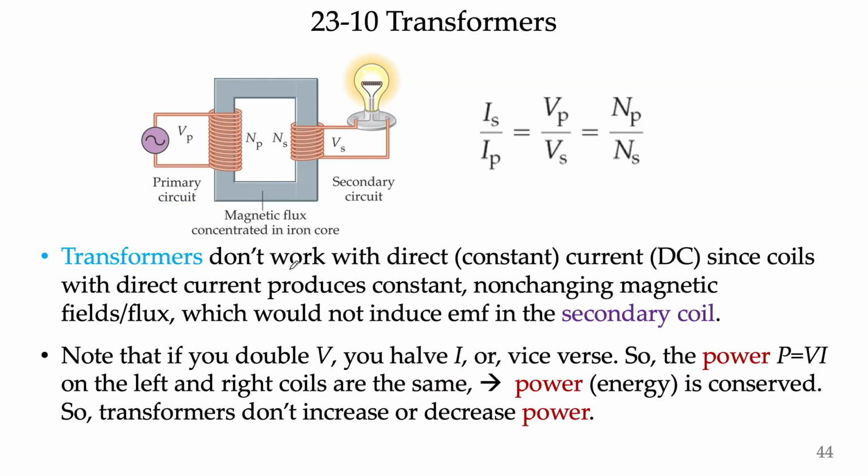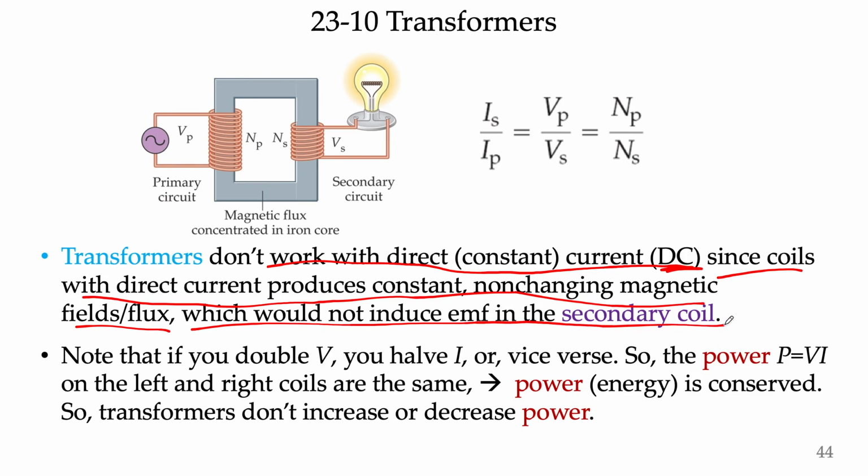Okay, so transformers don't work with direct constant current DC, like a battery. Since the coils with direct current produce a constant, non-changing magnetic flux, which would not induce electromotive force in the secondary coil. It will be just a constant magnetic field, and you learned that constant flux doesn't produce any electromotive force or any current. So now again, look at the formula.